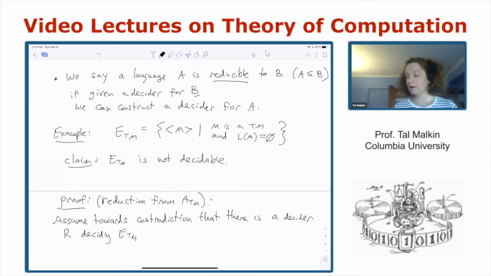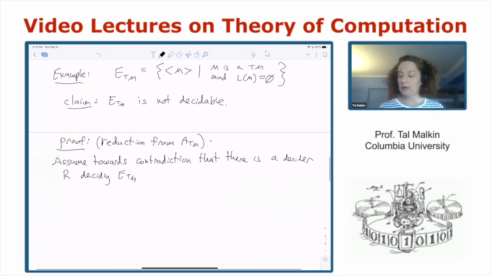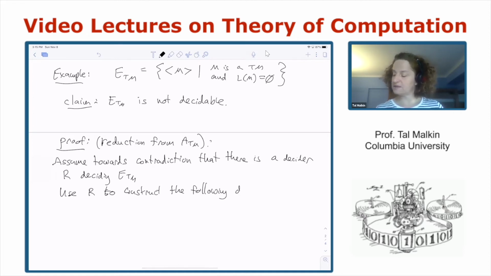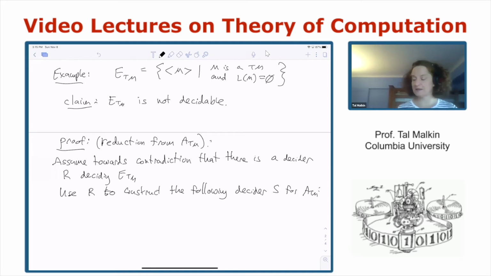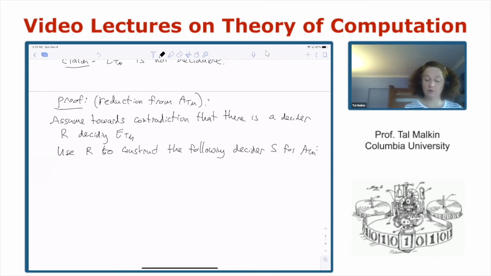Right, what does it mean? R will get as input an encoding of a Turing machine, and if the language is empty, it will output yes, accept, and if the language is not empty, it will output no, reject. That's what it means to have a decider. So now I will use R to construct the following decider S for ATM. And this will be my contradiction since I know that ATM is not decidable.